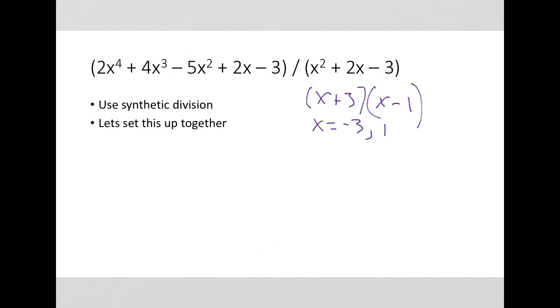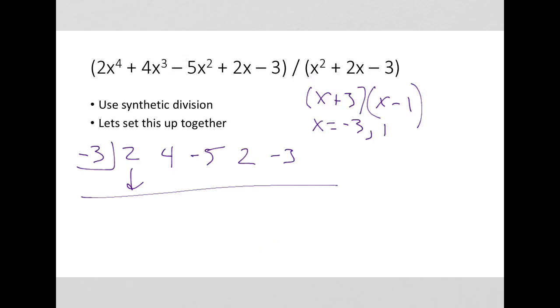So let's do the negative 3 first. If I pull my coefficients down now, I'm going to get a 2 for my x to the 4th term. I'm going to get a 4 for my x cubed term, negative 5 for my x squared, positive 2 for my x, and a negative 3 constant term. Now pull that 2 down, sorry. Negative 3 times 2 is negative 6. 4 plus negative 6 is negative 2.